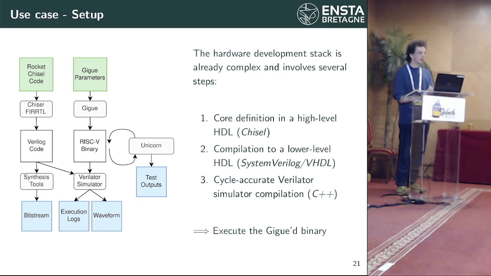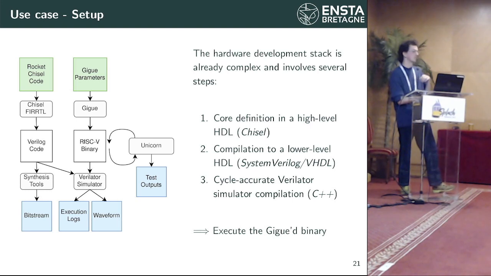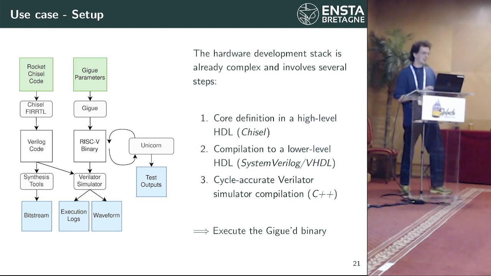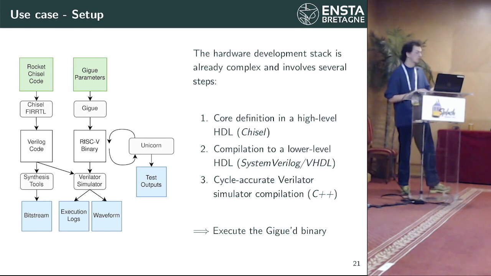First we have our core definition, so our processor implementation that's written in a high-level hardware description language called Chisel, which is an extension of Scala. Then we compile this Chisel description of the core down to Verilog code, SystemVerilog, sorry, which is another hardware description language that we have to use. And then once we have this, we have the choice to either go through the synthesis tool to get down to the bitstream and put it on an FPGA, or go through a cycle-accurate simulator, which is what we do. So we can execute the Gigue binary on this very little simulator.